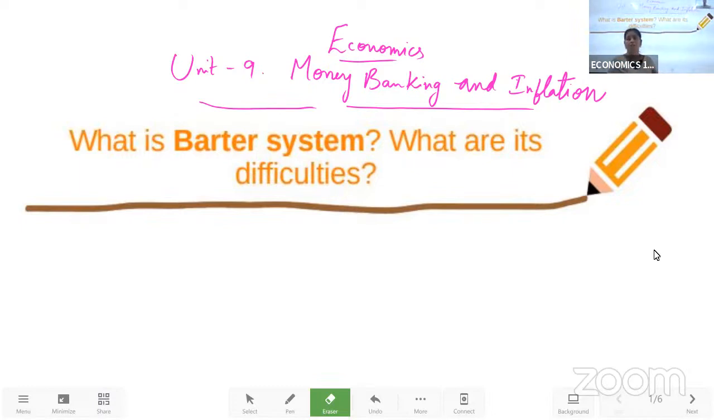Let me start the first question, that is the barter system. You may get this question in two ways. That is, what is barter system and what are its difficulties? This question has a chance of coming as a SAQ as well as a VSAQ. In the VSAQ, they may ask only what is barter system, or simply they ask barter system. So what we are discussing in today's class is very useful as a VSAQ as well as a SAQ. Let me start this answer now.